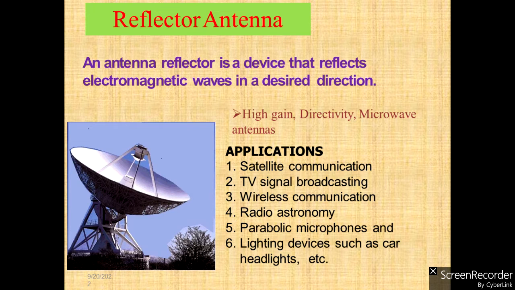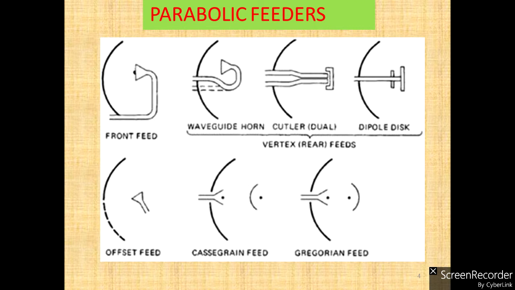Now we can see the applications of this reflector antenna. It has been used in satellite communication, TV signal broadcasting, wireless communication, radio astronomy, parabolic microphones, and lighting devices such as cars, LEDs, headlights, etc. Now coming to its parabolic feeds. Here we use a parabolic reflector. For the feeds we use for this parabolic reflector, we can see the first one. This is the front feed we have. In the slide we can see this is the front feed.